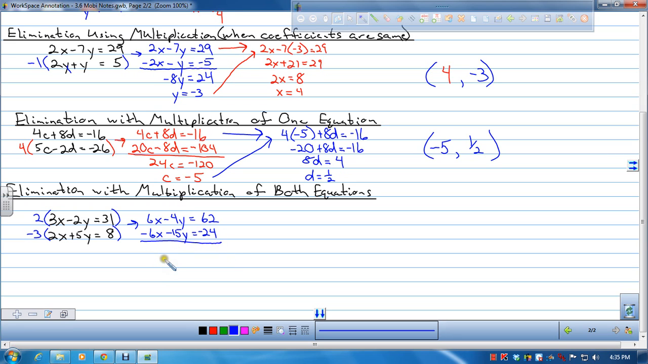And then I add them together. These go away, which was the whole point, right? If you do this and then something doesn't go away, you've messed up somewhere. So you always want to make sure that something goes away or you didn't really do what you had intended. So here I end up with negative 19y equals 38. Divide both sides by a negative 19. I end up with y equals negative 2.